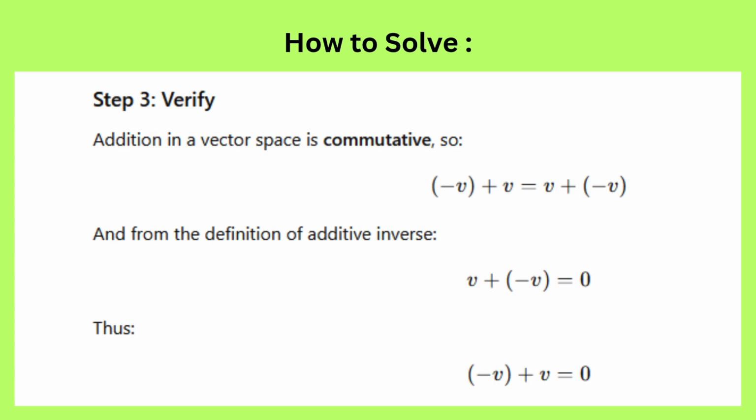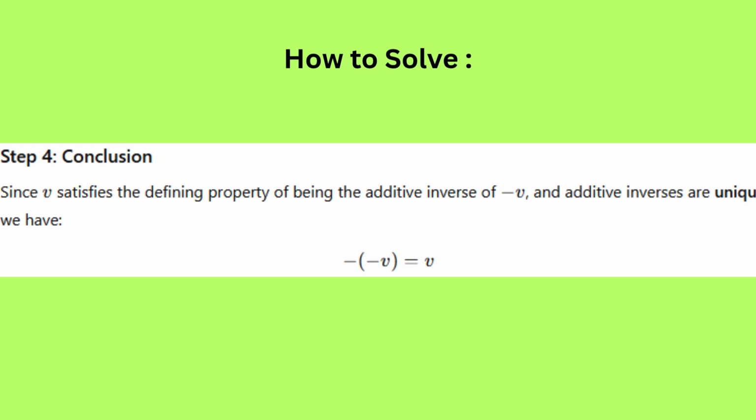Intuitively, you can see we've basically come to the conclusion. Since v satisfies the defining property of being the additive inverse of negative v, and additive inverses are unique, the negative of negative v is v. By now it might seem quite obvious. So why should you even care about this math problem in the first place?